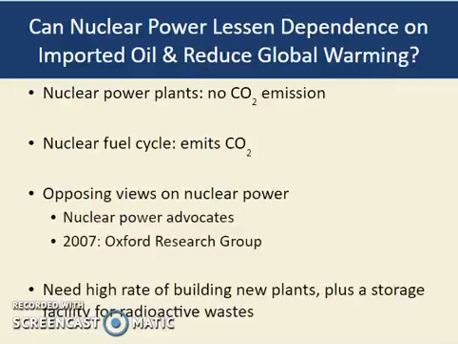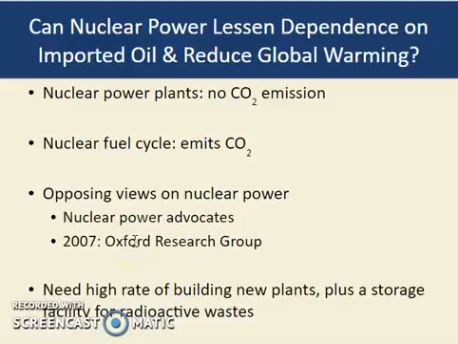So can we reduce our dependence on foreign oil, and can we reduce global warming? Maybe. There's no carbon dioxide emission in the plant itself, but enriching the uranium and transporting the uranium, there's a lot of CO2 involved in the fuel cycle, so in processing it and getting it ready and using it and disposing it and so on. There certainly are nuclear power advocates. Make sure you see this 2007 stuff about Oxford in your book.